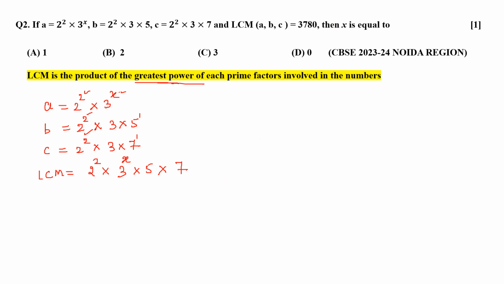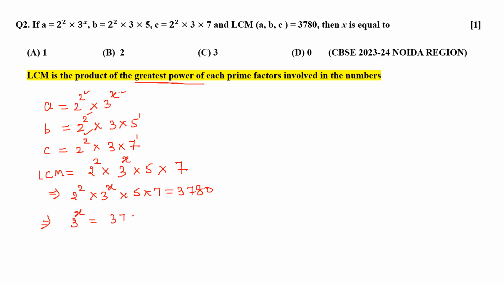So I can write from here that 2 square into 3 to the power x into 5 into 7 is equal to 3780. Now I have to find the value of x. So x is where? 3 to the power x. Now rest all I am going to transpose it.